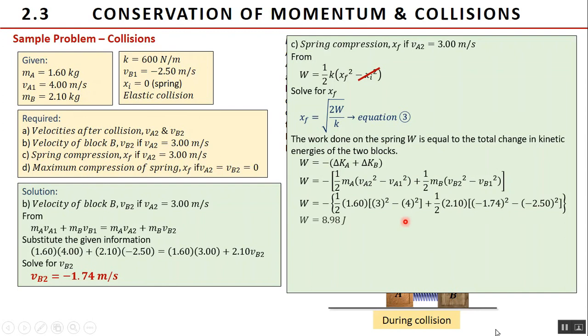So the work done on the spring is 8.98 joules. After this, we go back to equation 3, then we can now solve for the compression of the spring X sub F. So the spring will be compressed by 0.17 meter, or that is 17 centimeters. Take note that this value is not the maximum compression, since we have solved this when the two blocks are still in motion.